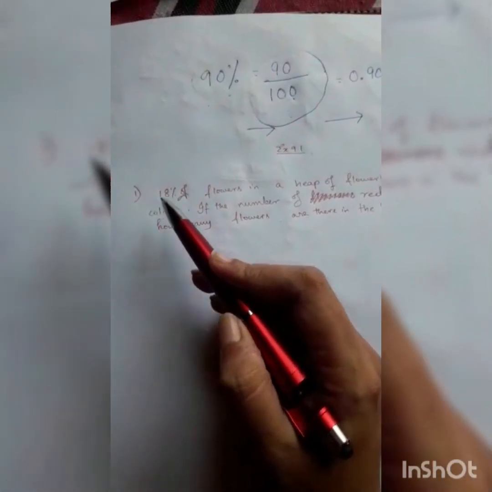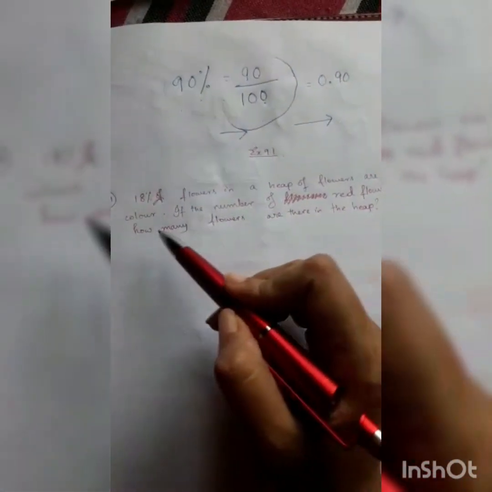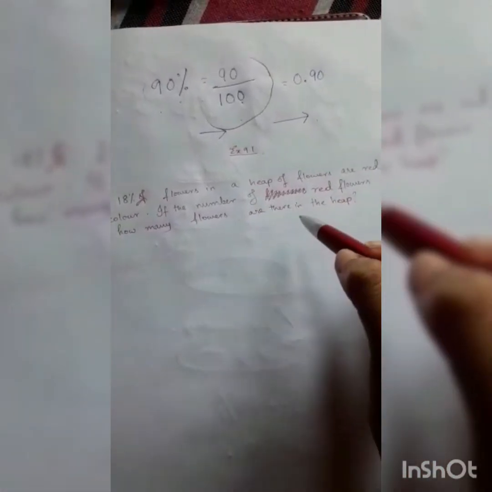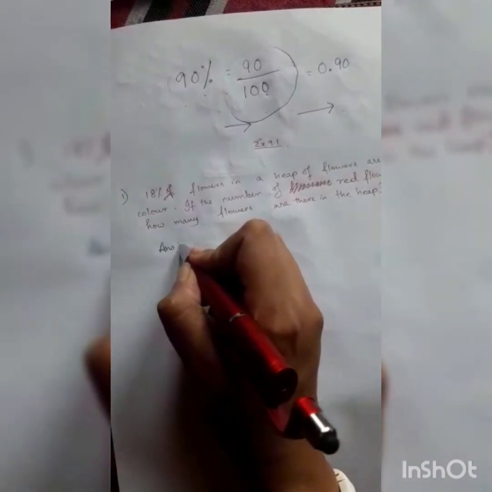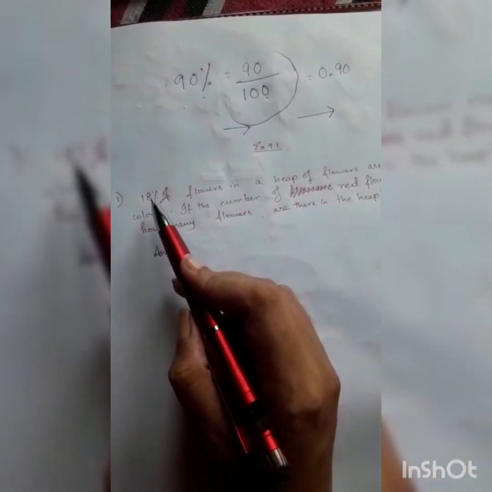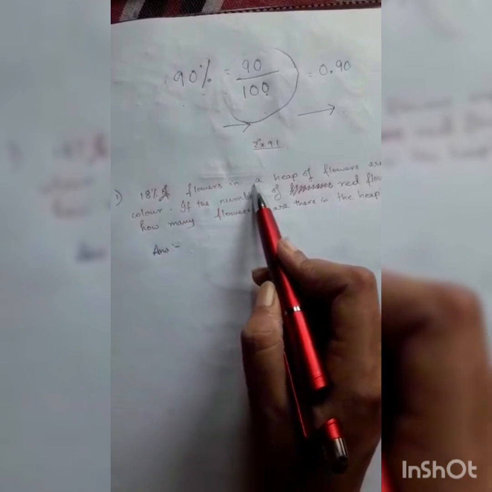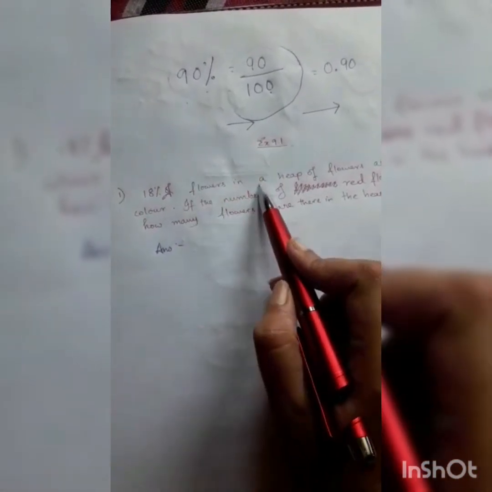Let us move on to exercise 9.1, question number 1. The question reads, 18% of flowers in a heap of flowers are red in color. If the number of red flowers is 72, how many flowers are there in the heap? Now, you do not know that total how many flowers are there. However, the question starts with 18% of flowers in a heap. That is 18% of the total flowers in the heap.